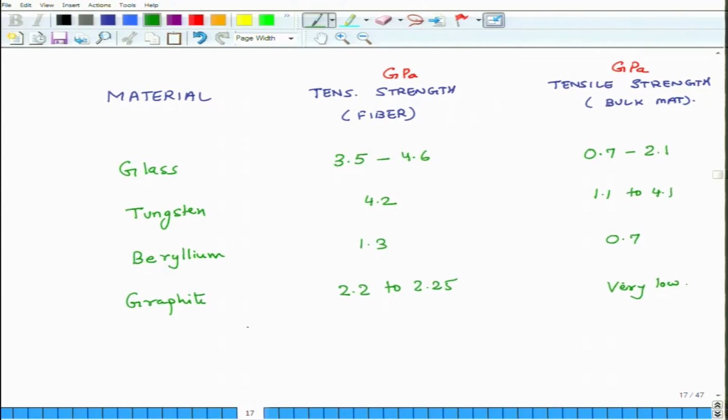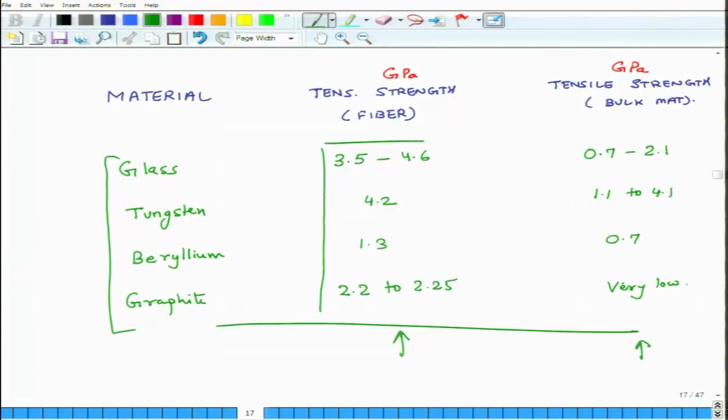This is what I was talking about in the last class: if you take the fiber strength, it is high, but if you take the strength of the bulk material, it is not that high. In composites, we actually exploit this extra strength of fibers, because we do not use bulk materials, rather we use fibers to build composites. That way we make things stronger.